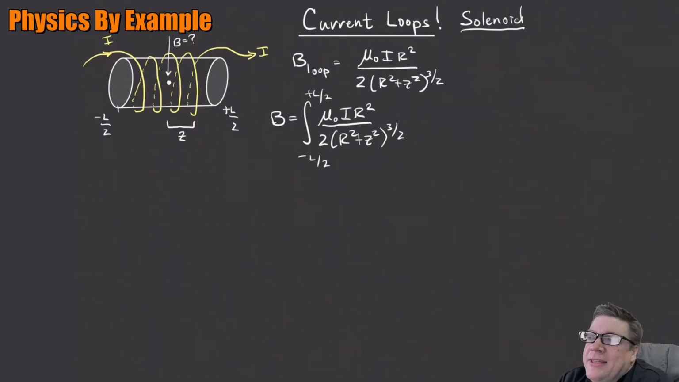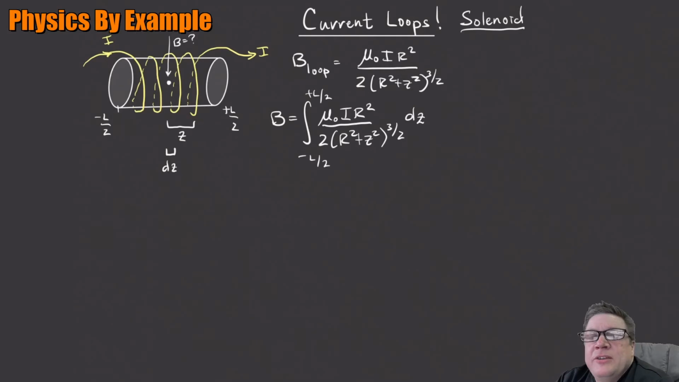Here's the tricky thing: what is our little integration variable? Well, I'm integrating along z between those two limits, so I'm going to have a dz. But what I want to know is, for a little bit of distance dz, how many loops does that cover as I go dz?